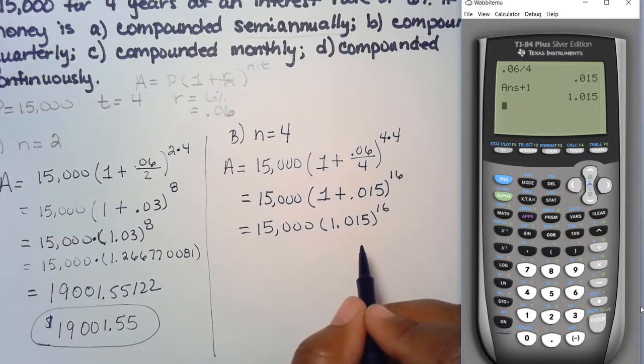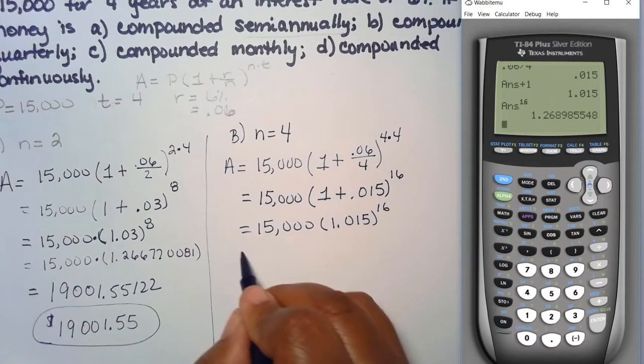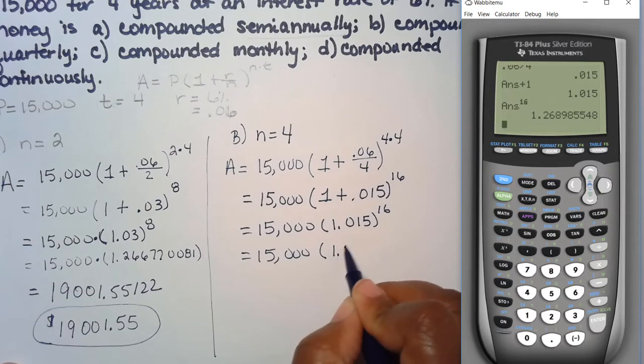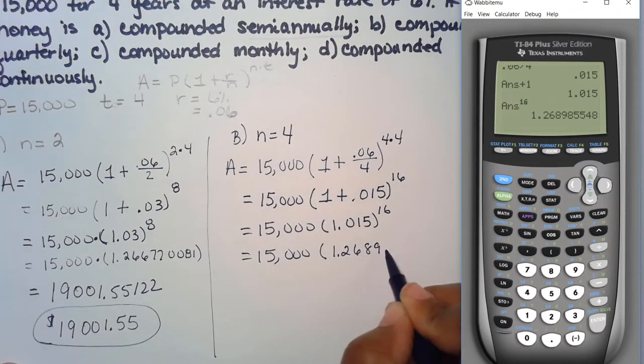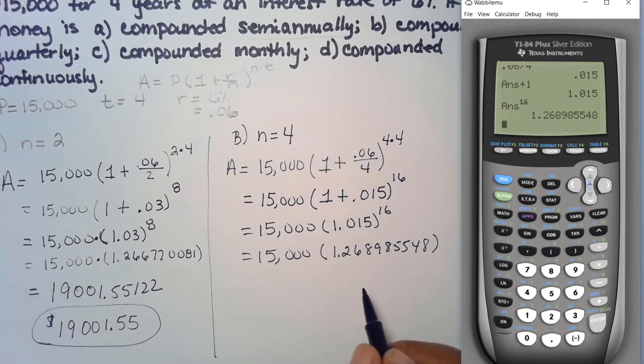Now, let's raise that to the 16th power. Here's our exponent key that I'm pointing to, and let's put in 16. So 15,000 times 1.2689855, and then times that by 15,000.